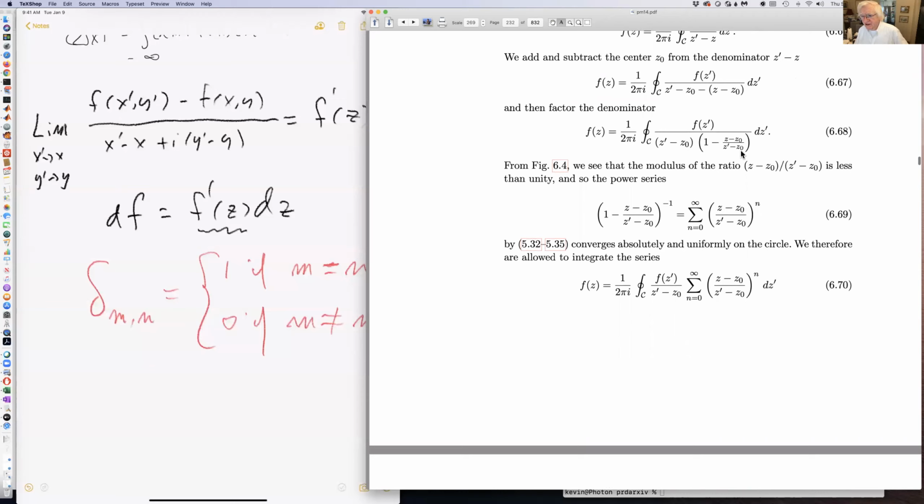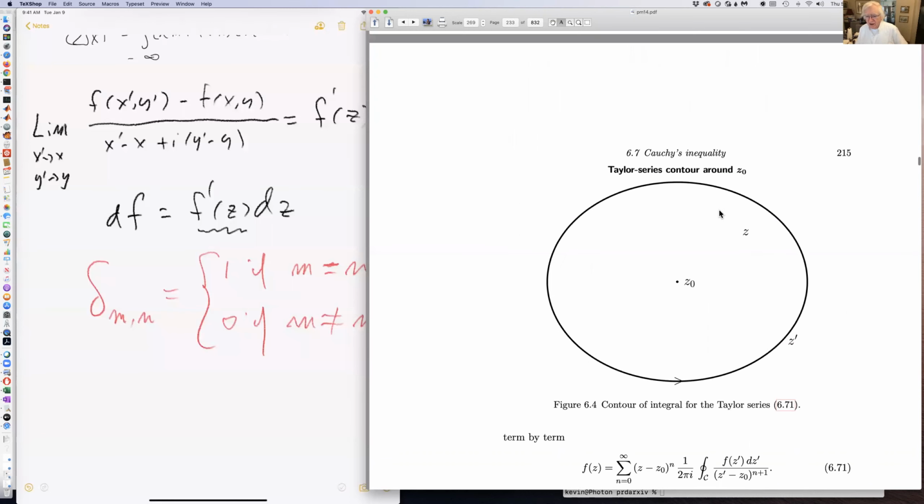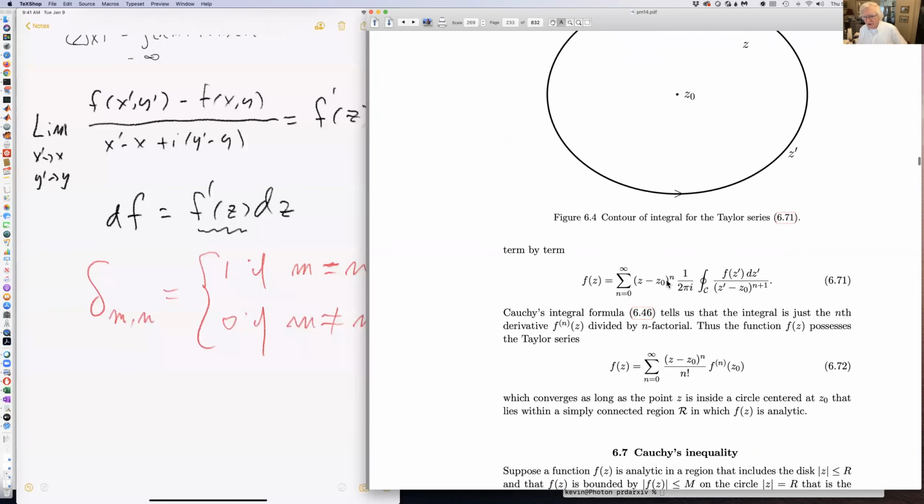Consequently, since this is a complex number of modulus less than unity, we can do a power series expansion, and it converges absolutely and uniformly on the circle, z prime being the circle. And so we can integrate it term by term. And bingo, there we are. And we can pull out the z minus z0 since those are constants. And we just have 1 over 2 pi i.